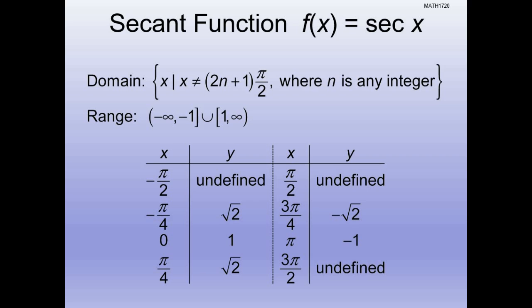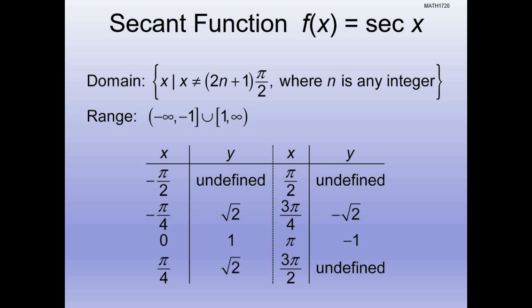So at pi over 2, negative pi over 2, and as it goes around, 3 pi over 2, wherever cosine is 0 is where we will have our asymptotes. So you can see where we're going to be undefined here on the chart. The range for secant goes anywhere from negative infinity all the way up to negative 1, and that's what that big U means. We're incorporating two sets there. It also goes from 1 to infinity. That'll make much more sense when we do the graph.